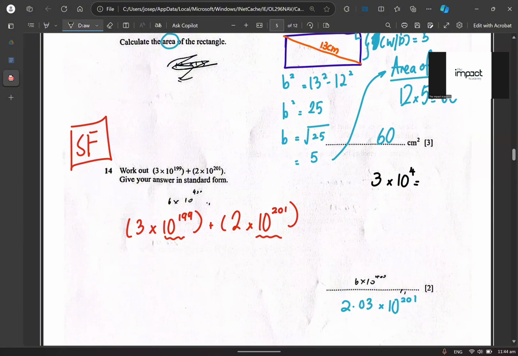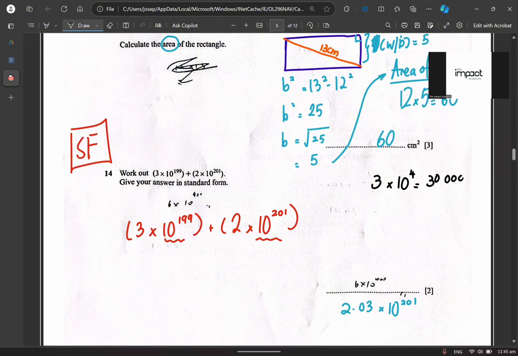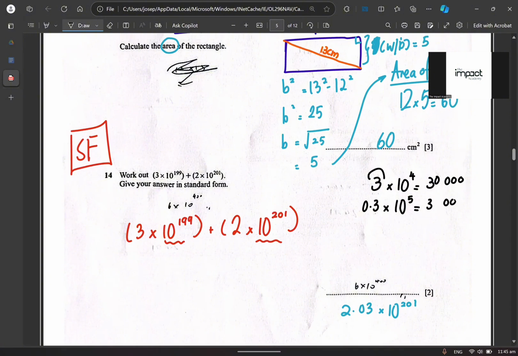When I do 3 times 10 to the power of 4, I get 30,000. You get what I'm trying to say? And if I move this back one time, I will get 0.3 times 10 to the power of 5. Agree or disagree? Can you see that the power increases when you move it back once? True? You still get 30,000. It's the same idea, correct?